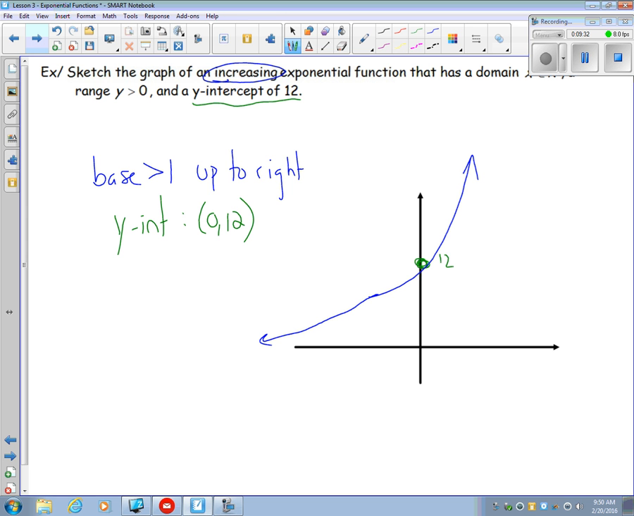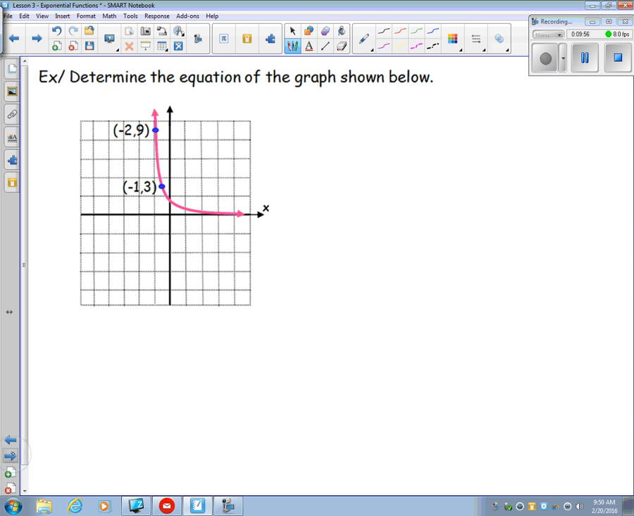Is that the only one? For sure not. Maybe I wanted to say mine goes, oh, it's going to grow steeper this time. That would work. Or I could have one that goes even less steep, right? It takes forever to go. As long as it goes through 12 and it's increasing, it's going to have a domain of all real numbers, and a range greater than 0. So lots and lots of options here. They just said a graph, didn't tell us the graph.